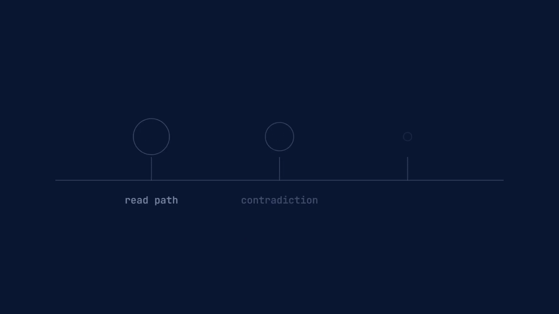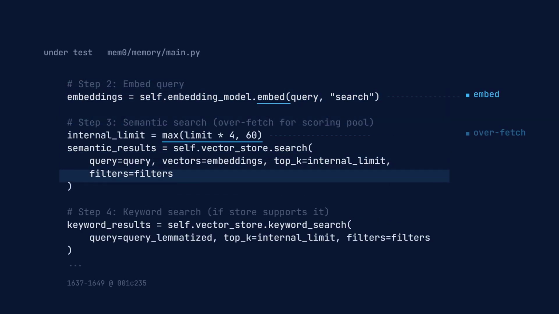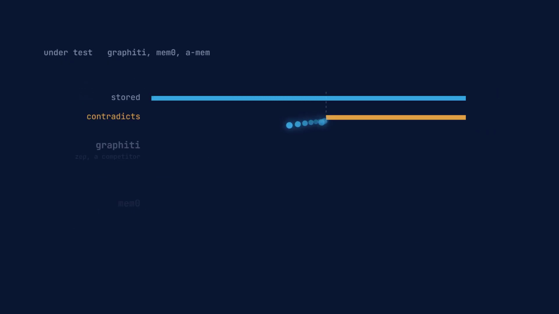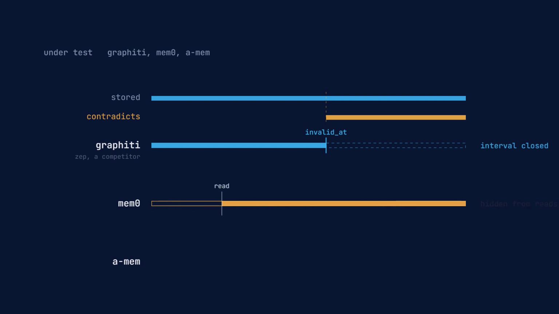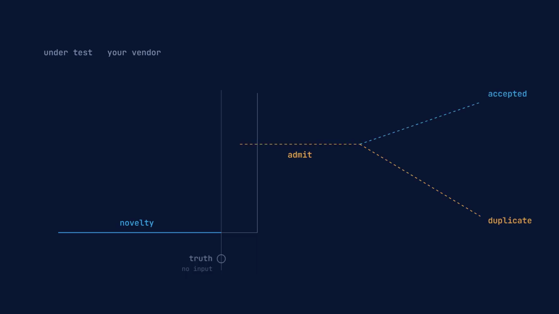So here is what to do instead of trusting anyone's diagram, including mine. 3 checks and they work on any vendor. Open the read path and see whether it differs from hybrid retrieval. Store a fact, then contradict it, and watch what happens to the original. Then submit a correction and see whether the system accepts it or whether it decides the correction is a duplicate. That third one is where we fail today.